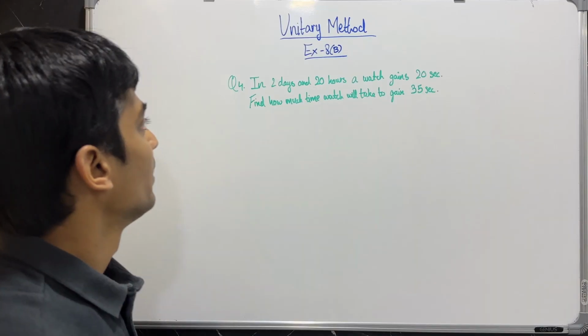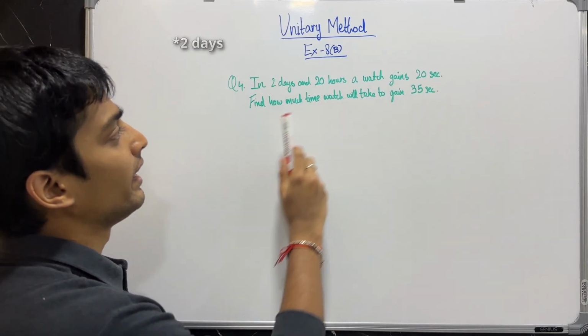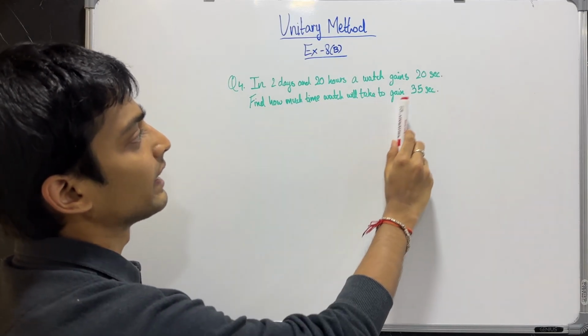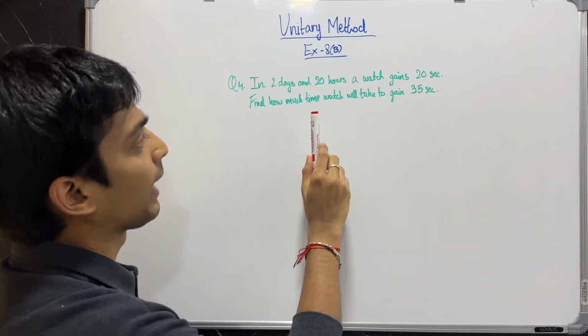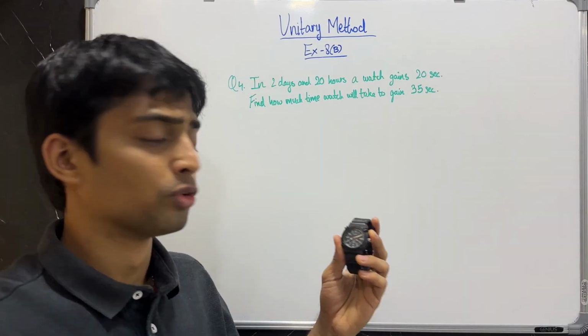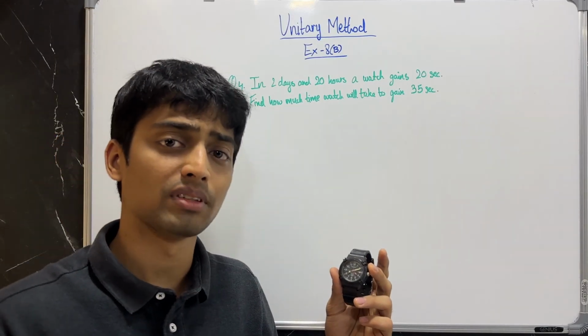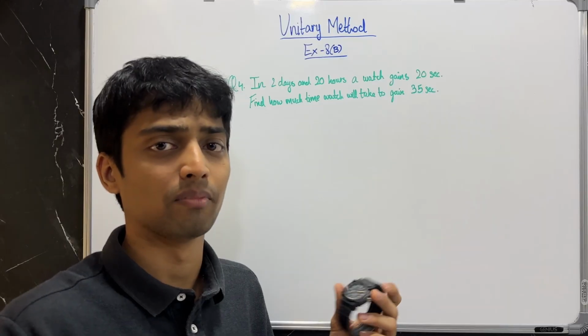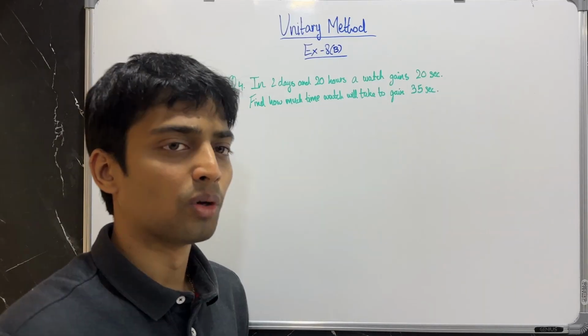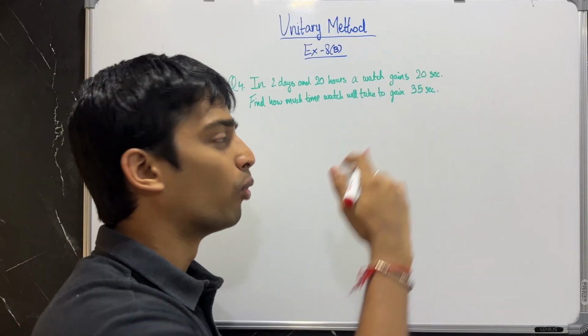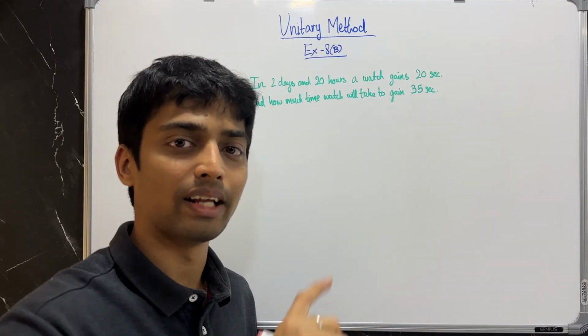Let's start. Fourth question. In 2 days and 20 hours, a watch gains 20 seconds. Find how much time the watch will take to gain 35 seconds. So with the watch, what happens? Sometimes the speed of the watch is more than the time. It gains a few seconds every day. So the more the number of days, the more the seconds it will gain. So it's a direct variation.